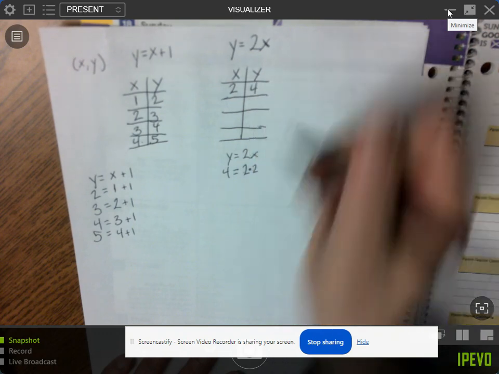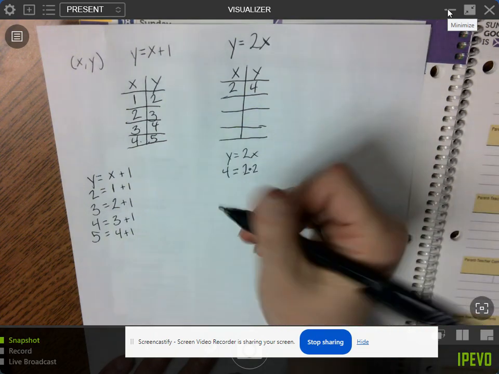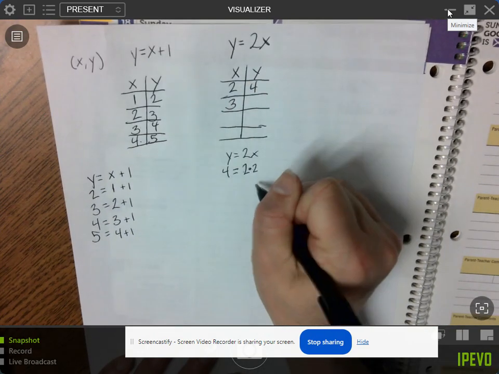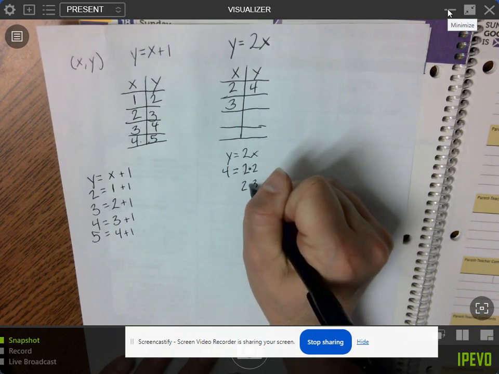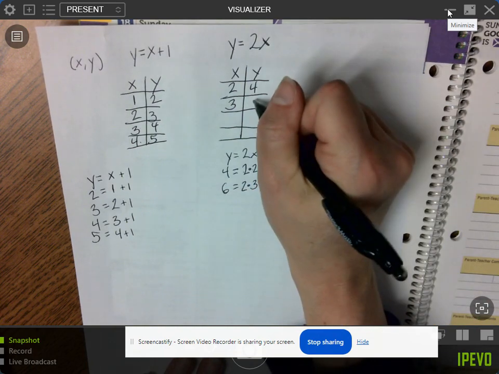What else could I put in for my X? What should I put in? Let's see. I'm looking for somebody whose voice I don't hear a lot. We talked a lot at conferences about participating. What should I put in for my X? Dom. 3. So if I put a 3 in for the X, I know it's 2 times 3. What is my output? 6.